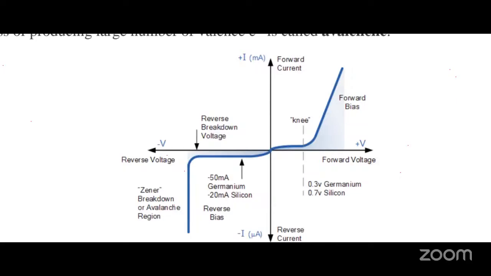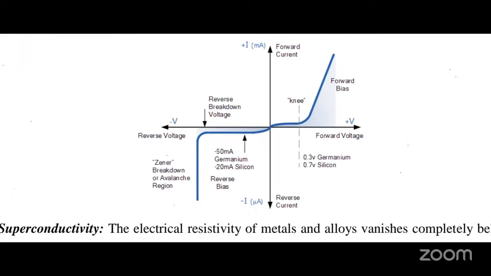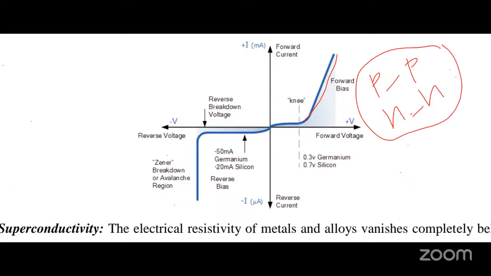Let's see this diagram. Based on that connectivity, this is the region that will indicate forward bias. Forward bias means simple: the P terminal is connected with positive and the N terminal is connected with negative. P connected with P, N connected with N, that is a forward bias.